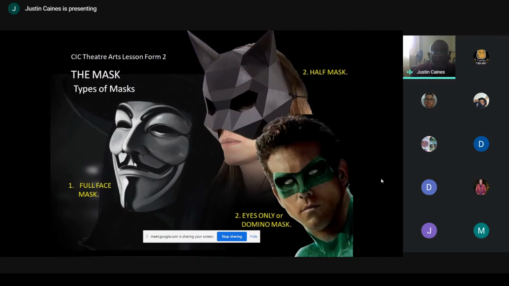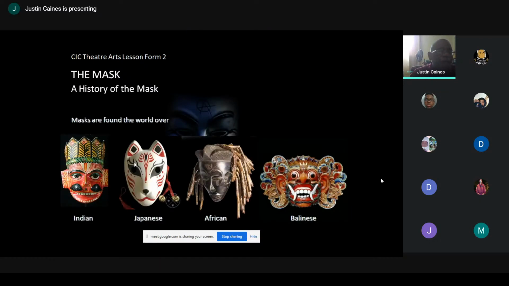Personally, this eyes only mask, I don't think it's fooling anybody. You could see that is Ryan Reynolds or whatever his name is. But people seem to believe that once they wear this kind of mask, they are concealed.